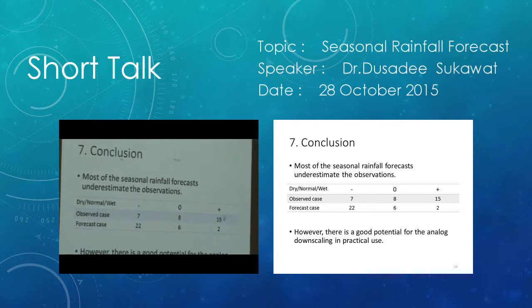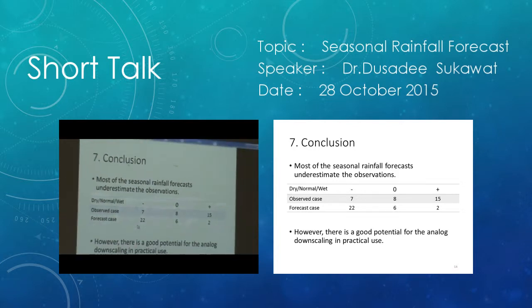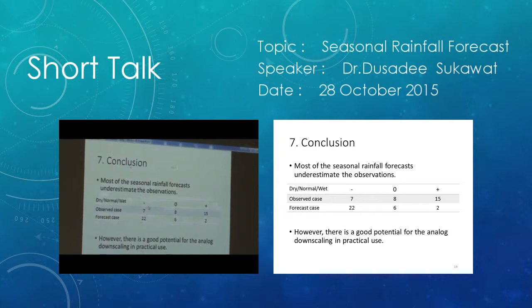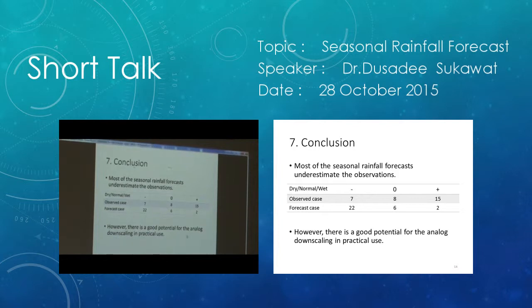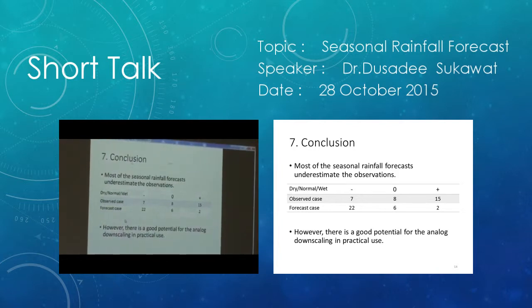So it's like this. You can see that it underestimates the observation, especially when it is a dry year. Let's say, for example, when it is a wet year. In this case, the rainfall is above normal, but the forecast comes up with only 2 years. Anyway, this is just the first step.